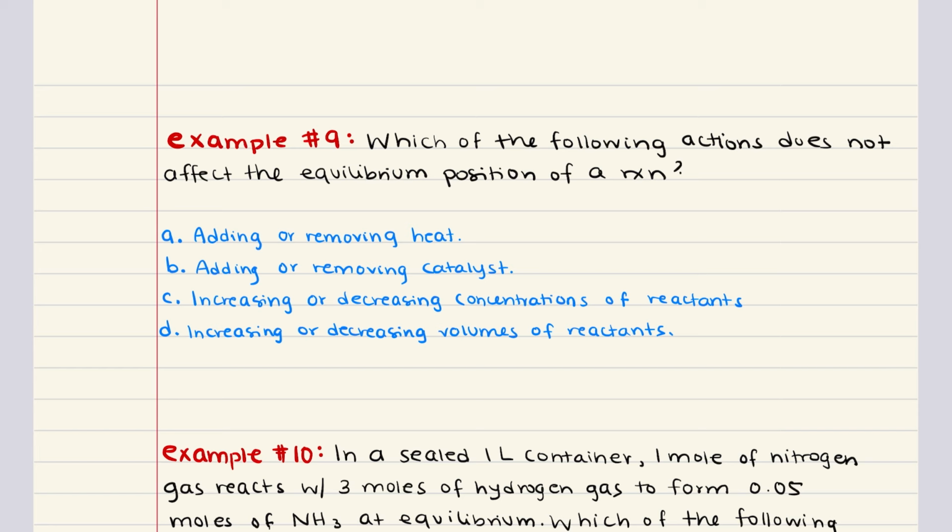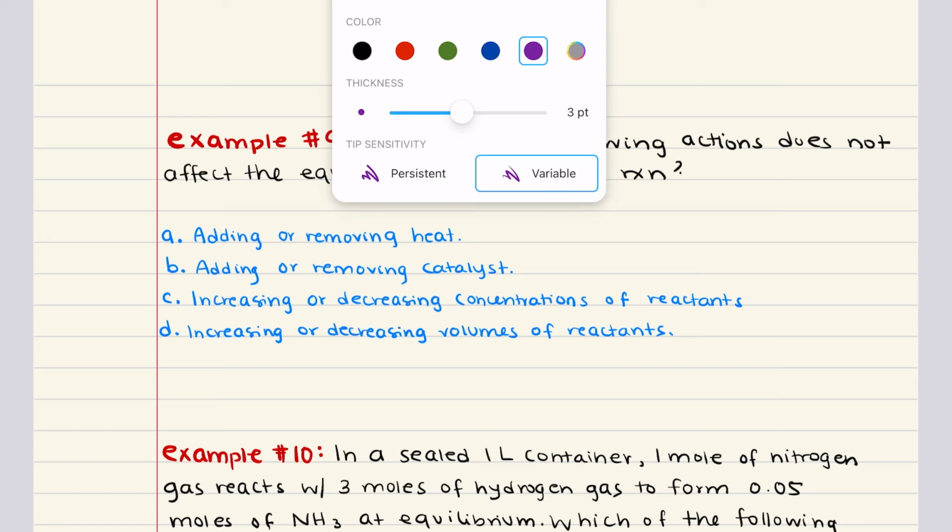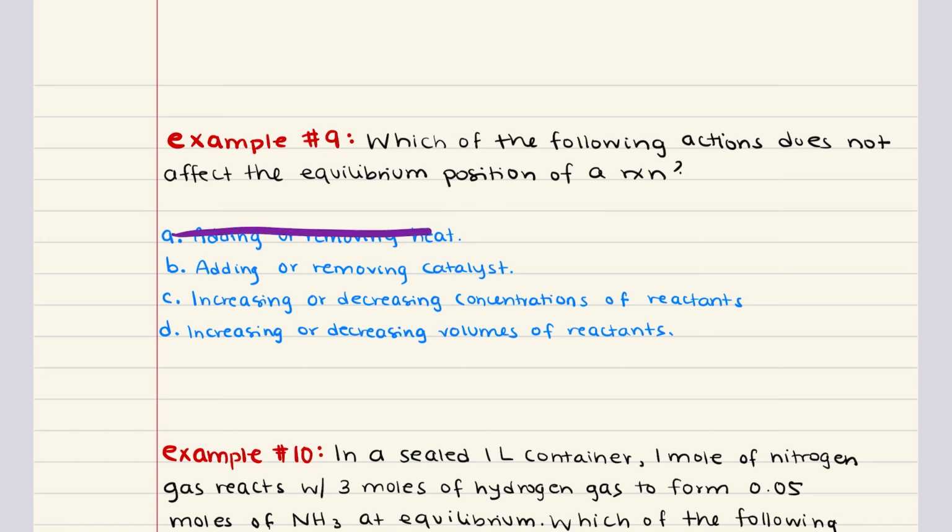Now, with that being said, answer choice A, adding or subtracting heat, this would shift the equilibrium based on the enthalpy change of the reaction. So A is true. This would affect the equilibrium position of a reaction, but we're looking for something that doesn't. So we can eliminate this answer choice.